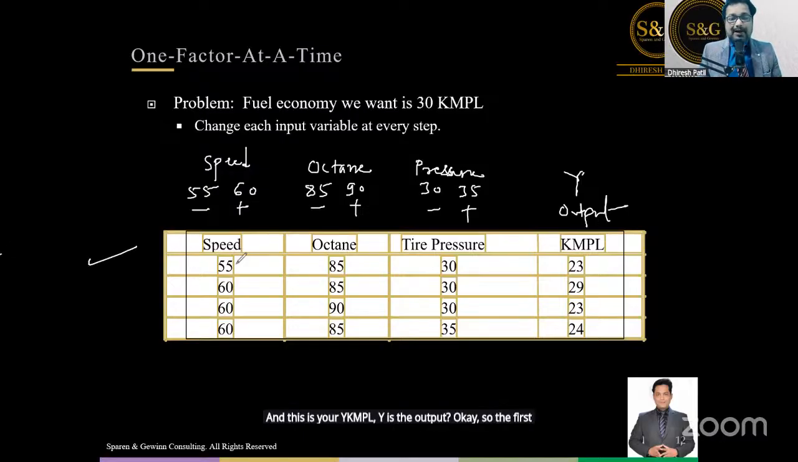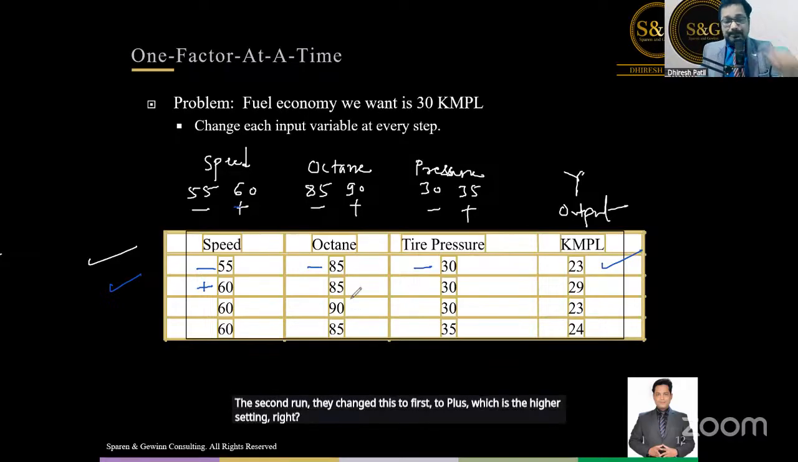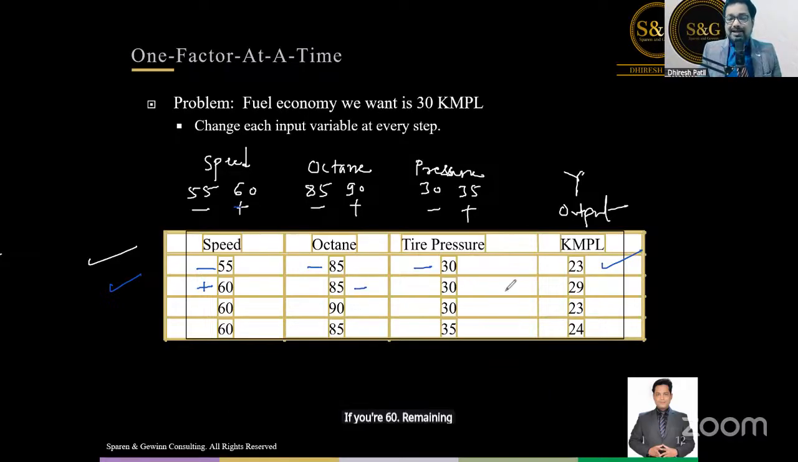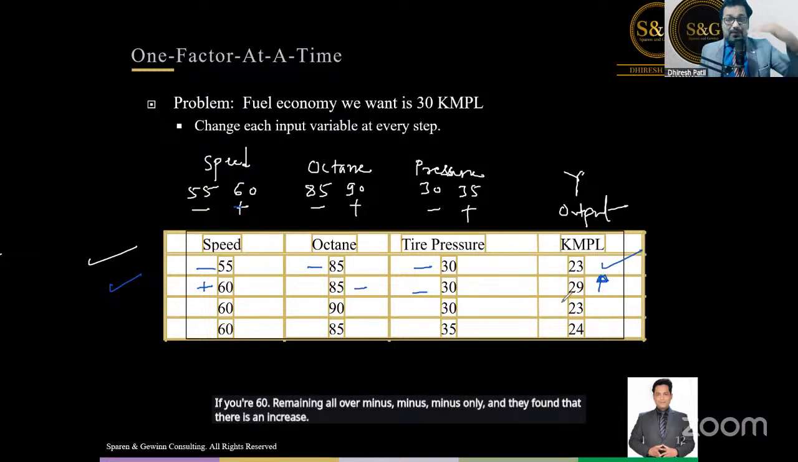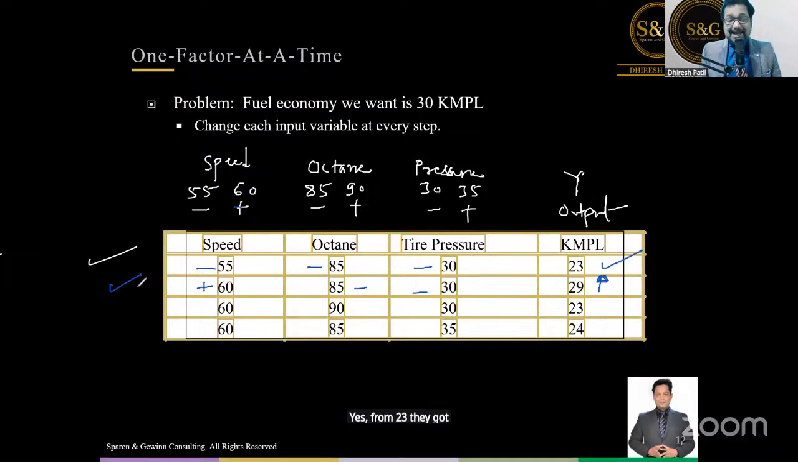In the first experimental run, all the factors are on the lower side, you can see minus, minus and minus. They checked the kmpl, which came to 23 kilometers per liter. In the second run, they changed the first factor to plus, which is the higher setting, 60. The remaining were minus, minus, minus only, and they found an increase, from 23 to 29. Now they will keep this at 60 only. So it is a keeper strategy they are using.